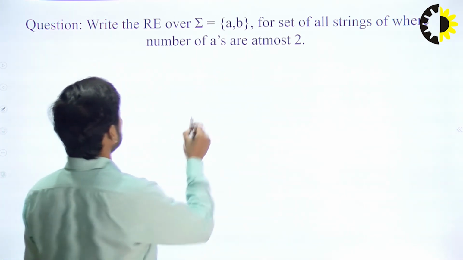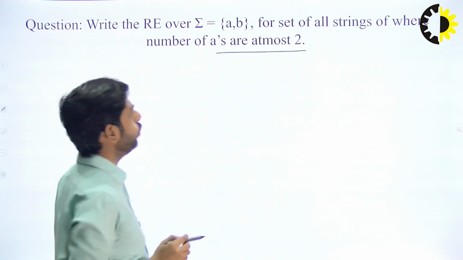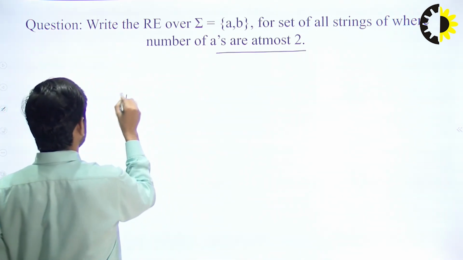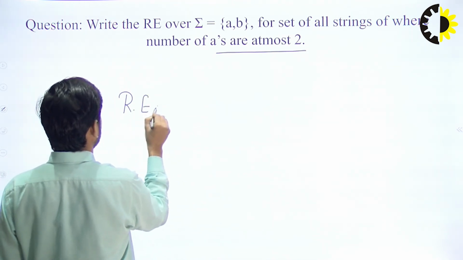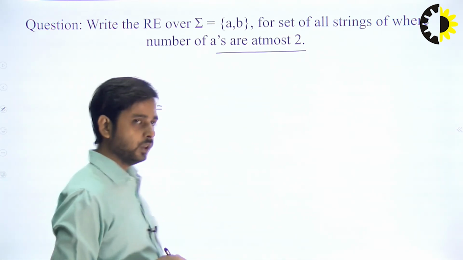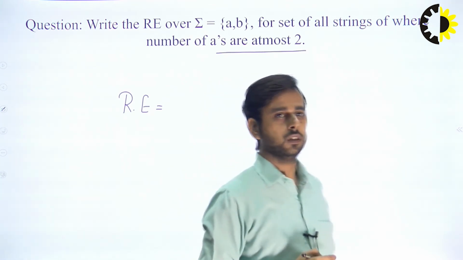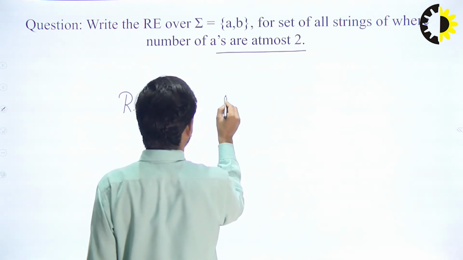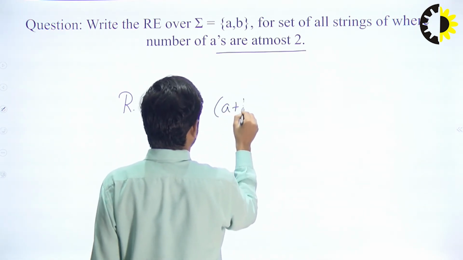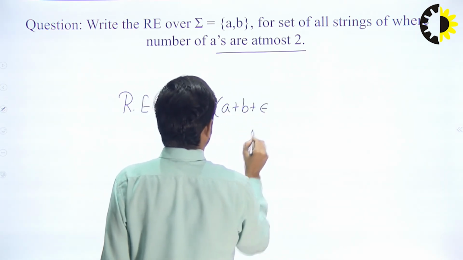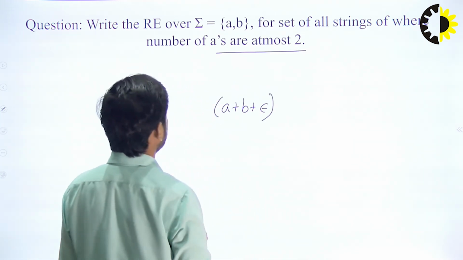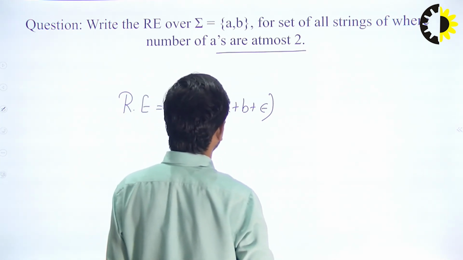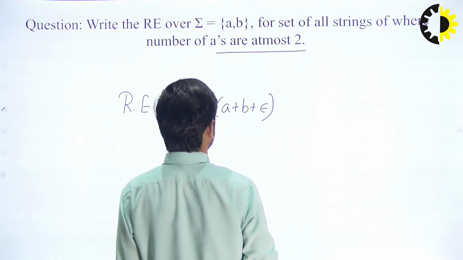Next, see, the number of a's are at most 2. Number of a's are at most 2. So the required regular expression will be, there can be 0 a, there can be 1 a, and there can be 2 a. So the required regular expression will be there can be at most 2 a's. Okay, at most 2 a's.